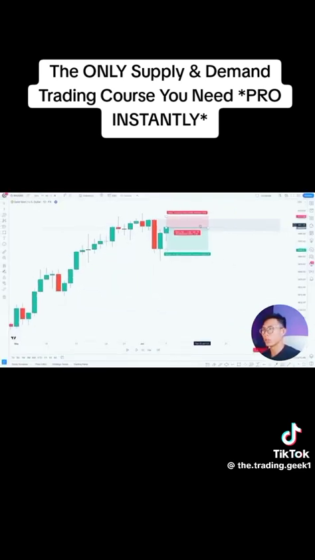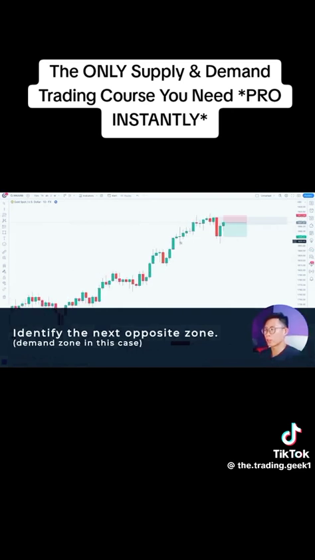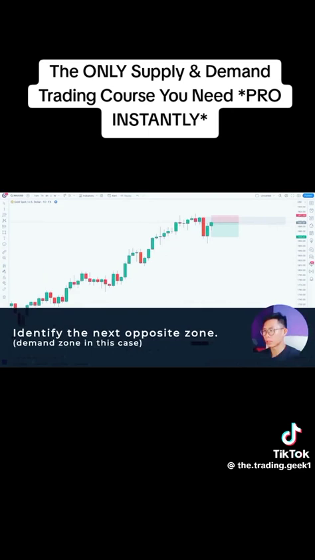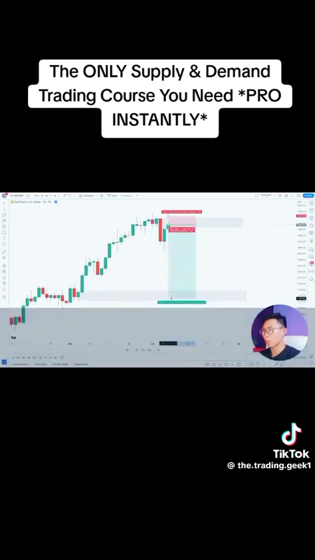But if you are trading a demand zone, you want to take profit at the next supply zone. So over here, we want to identify the next demand zone, and you can do that by just looking down somewhere right around here. You can see there is a demand zone somewhere right around here. So this is where we can take our profit, right?